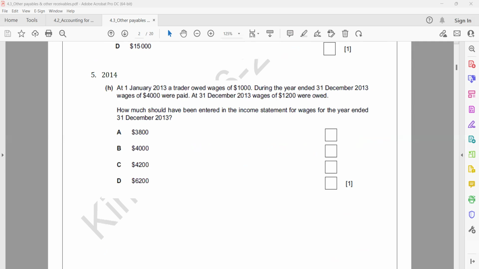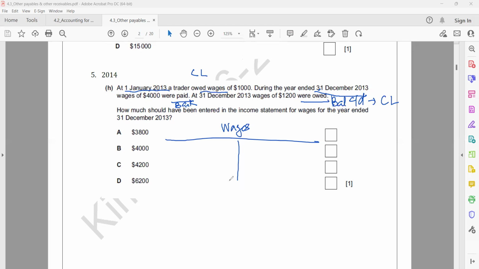Okay, question 5. At 1st Jan 2013, a trader owed, at the beginning of the year. Owed means current liability. End of the year, this is paid, means bank. Open your wages account, put in the debit and credit sides. End of the year, owed is a balance c/d. This one is also a current liability. So how to put debit and credit?